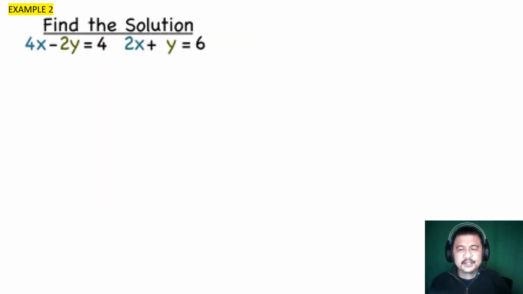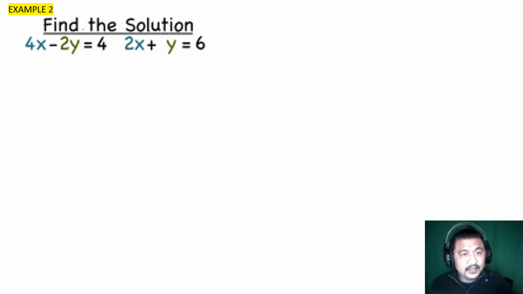Okay, let's try the next one. So 4x minus 2y equals 4, and the other is 2x plus y equals 6. Okay, a while ago we eliminated the x. Guess what? You can also eliminate the y. It doesn't have to be the x all the time.